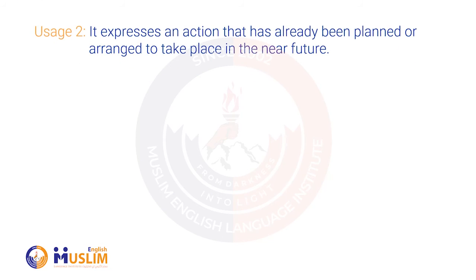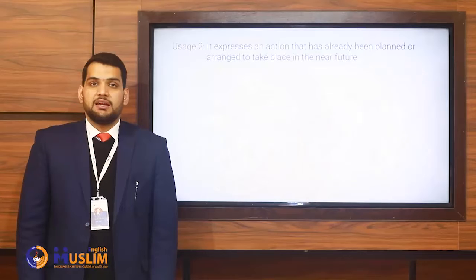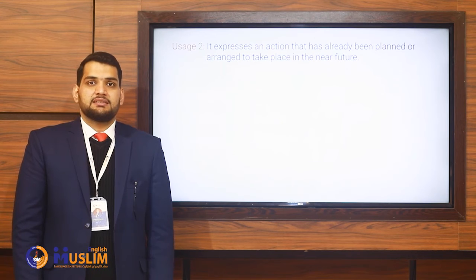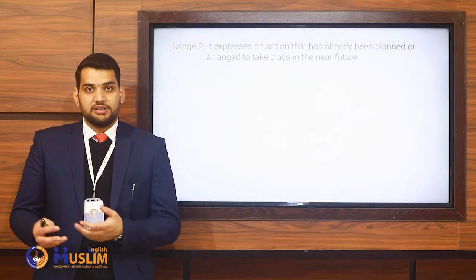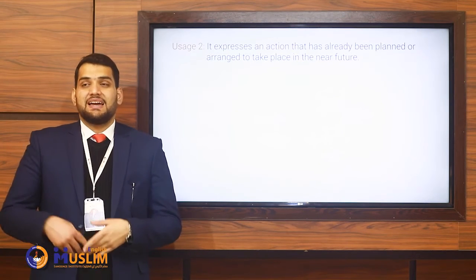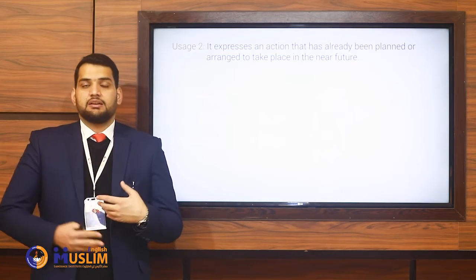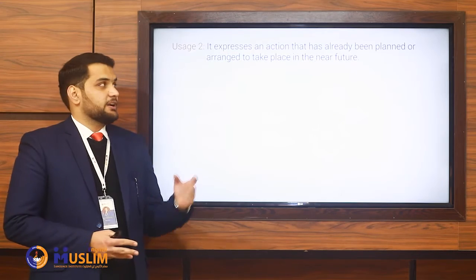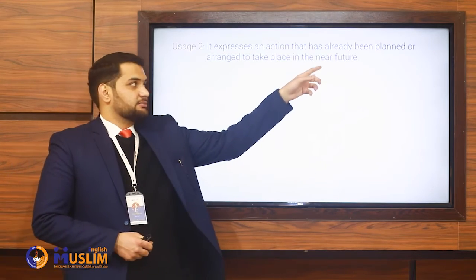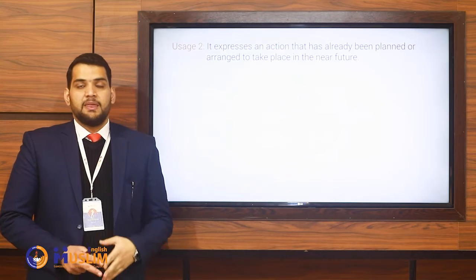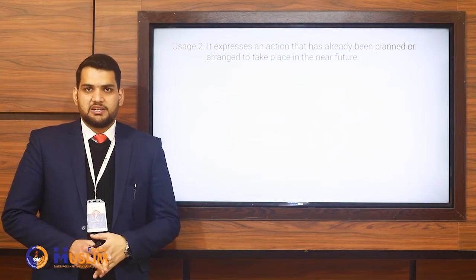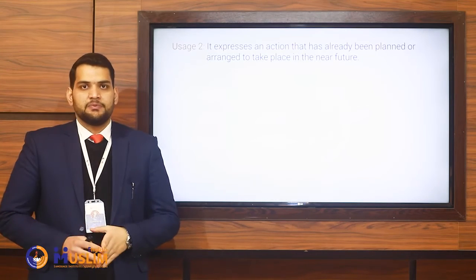Usage number 2. It expresses an action that has already been planned or arranged to take place in the near future. Now, sometimes the present continuous tense talks about the future or something that is planned in the future. But future can be far, it can also be near. So the present continuous tense usually talks about the near future. Make sure you use a time expression with it to make the meaning clear.